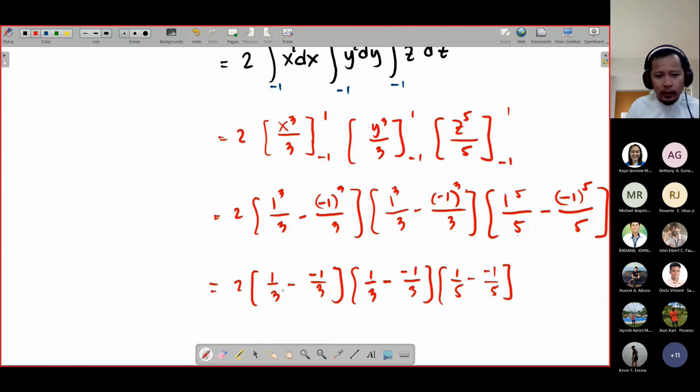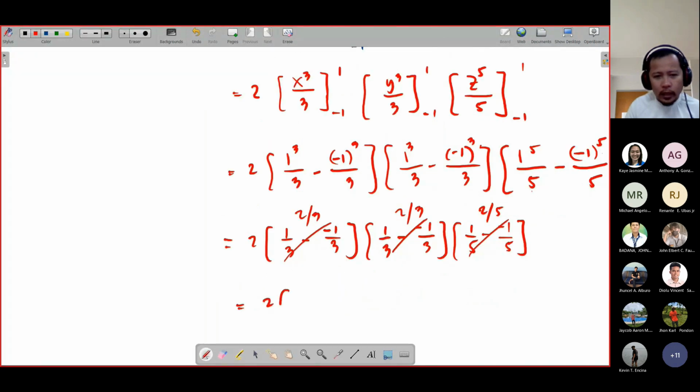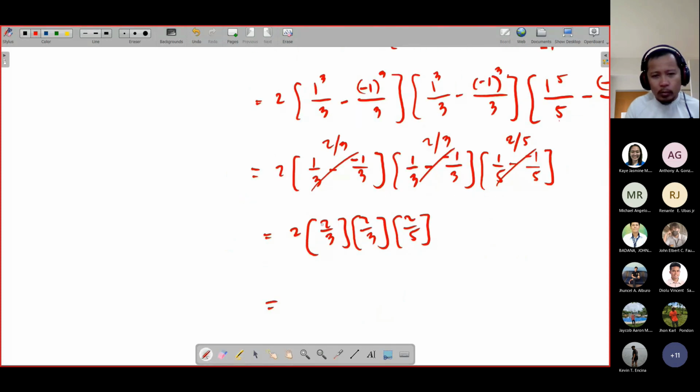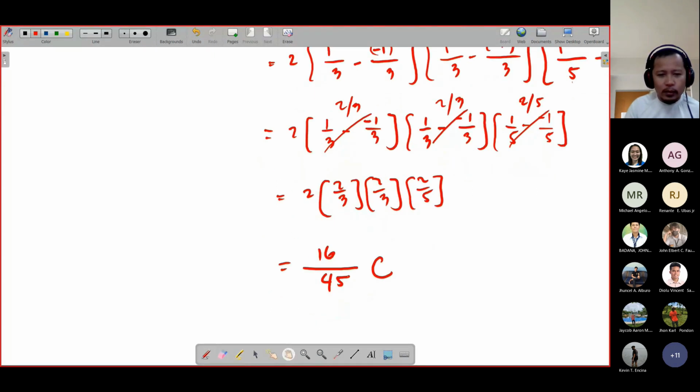So, minus negative, this becomes 2/3. This becomes 2/3. And this becomes 2/5. So may 2 times 2/3 times 2/3 times 2/5. Or this is 2 times 2, 4. 4 times 2, 8. 8 times 2, 16. 16 over 3 times 3, 9. 9 times 5, 45. So 16 over 45 coulombs. This will be your total charge.